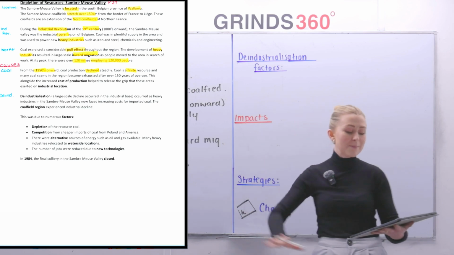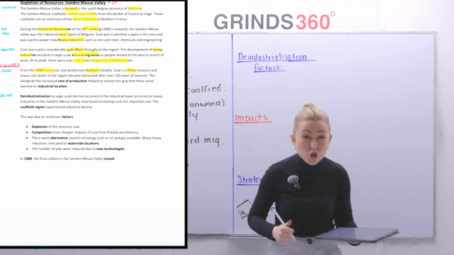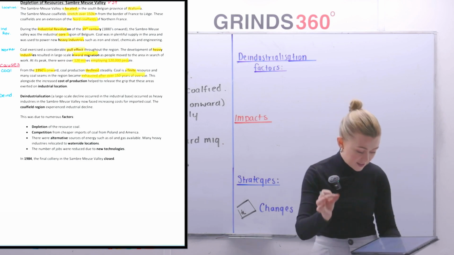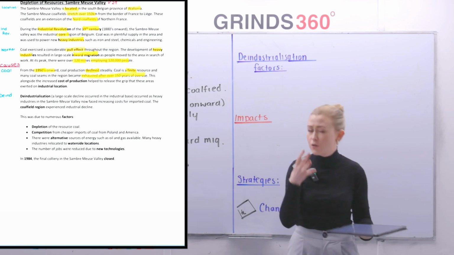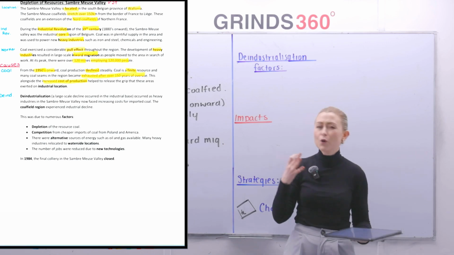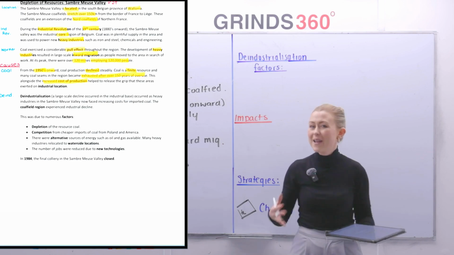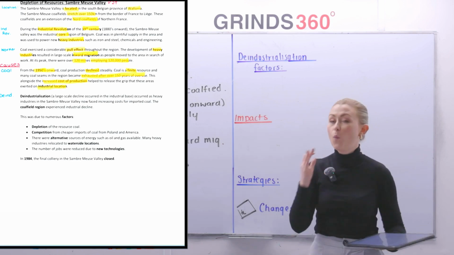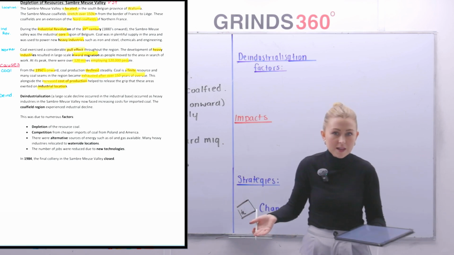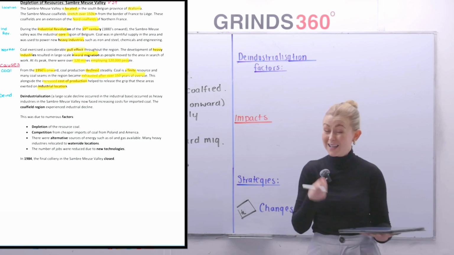Coal is a finite resource, and many of the coal seams became, highlight for me, exhausted after over 150 years of overuse. They weren't being used sustainably. This, alongside the increasing cost of production, highlight the words increasing cost of production, helped release the grip that this area exerted on industrial locations. So basically we're saying here, the grip was released, the coal was gone, these heavy industries had no other reason to be there. They'd used the coal for 150 years and they hadn't used it sustainably, so it was running out.